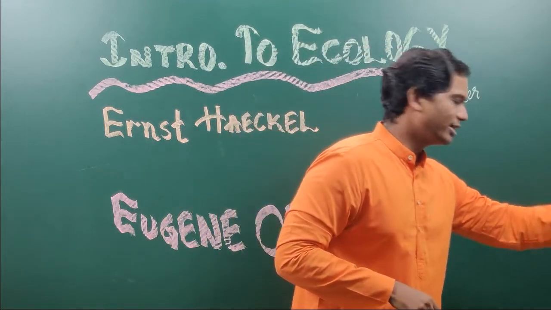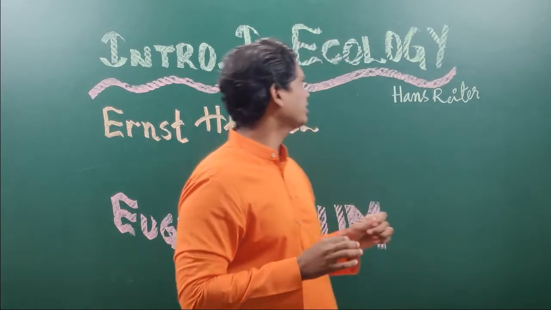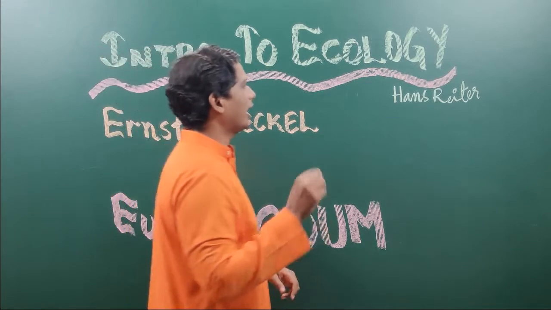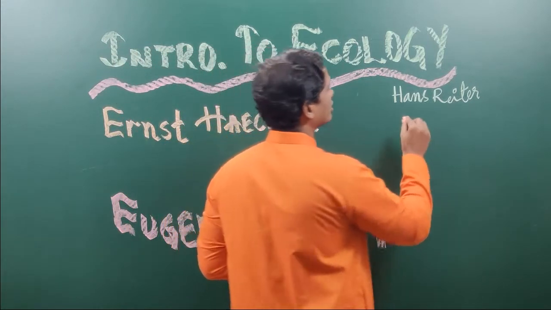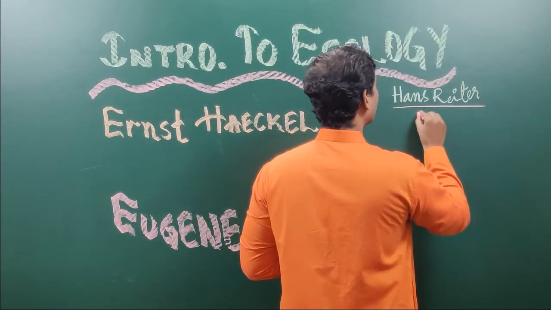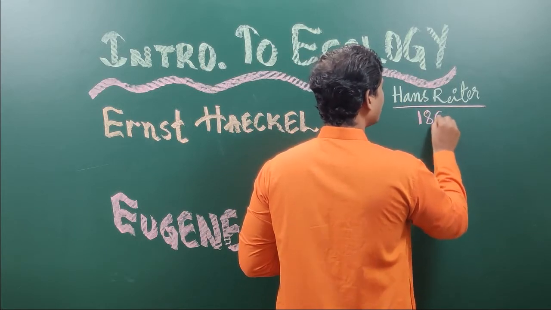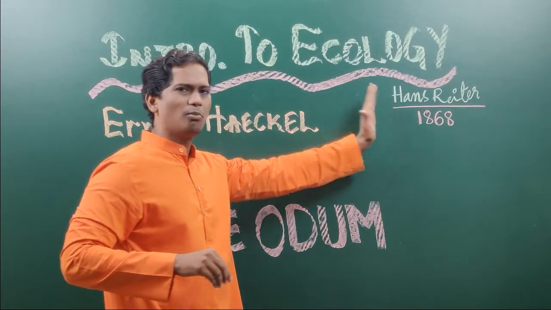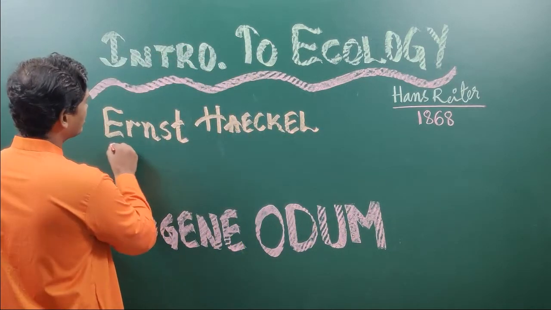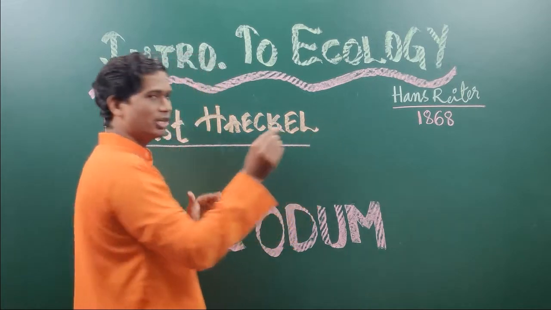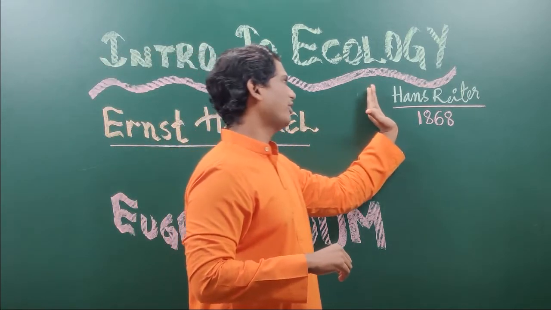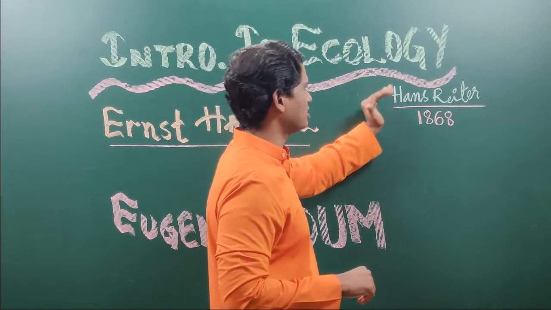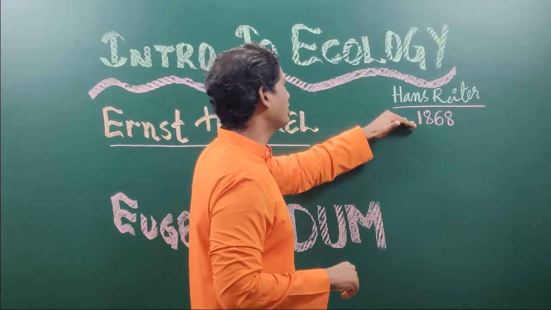Now, first I will give a little introduction to the scientists who coined the word ecology. The word ecology was first coined by Hans Richter in 1868. In 1868, he was the first person who coined the word ecology. Most scientists give credit to Ernst Haeckel, but in ecological literature we find the name of Hans Richter, so this is the reason I am taking his name first. Hans Richter is the first who coined the word ecology.